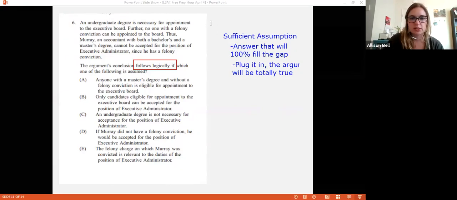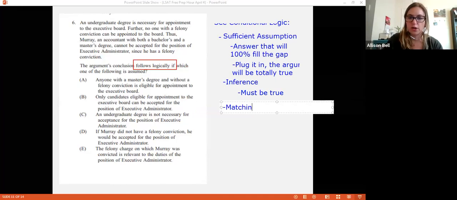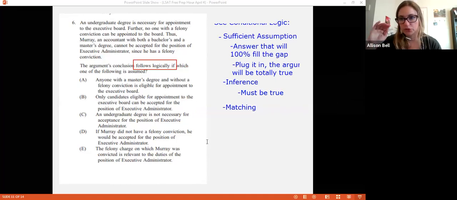So the questions that you're most likely to see conditional logic on include sufficient assumption questions, which is what we've got here, inference questions, especially the ones that ask you which of the following must be true, and matching questions, those long questions where you get one argument at the top and then you have to choose between 5 arguments in the answer choices that have the same structure. So you're most likely to see conditional logic in these types of questions.